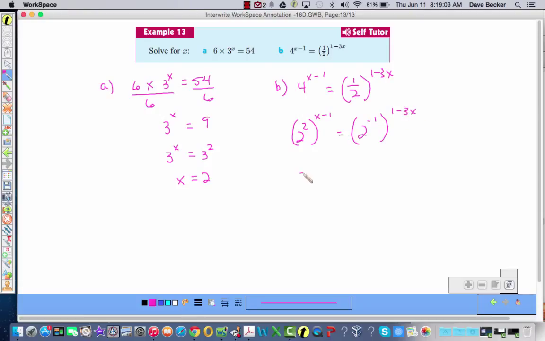So then we have 2 to the exponent raised to another exponent. We multiply, careful, 2x minus 2 equals 2 to the negative 1 times 1 minus 3x, which is negative 1 plus 3x. We have the same base, therefore the exponents must be equal. So I can now say 2x minus 2 equals negative 1 plus 3x. Add 1 to both sides, and subtracting 2x from both sides, I would have negative 1 is equal to x. And that is how we do it.